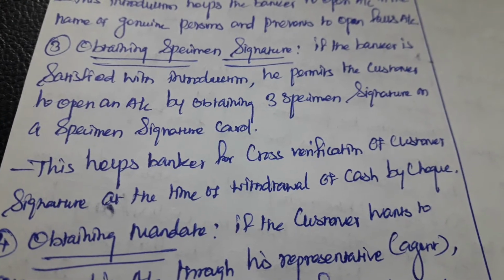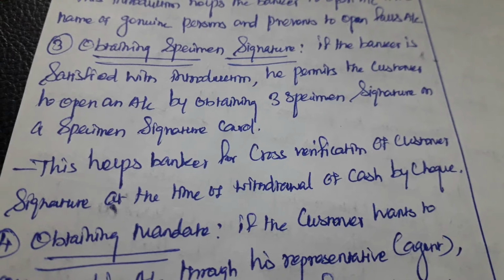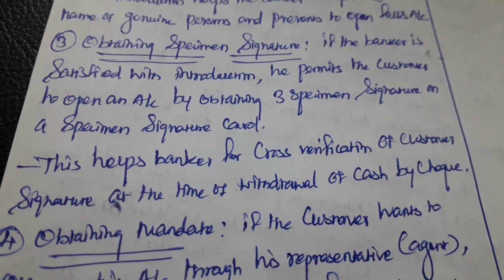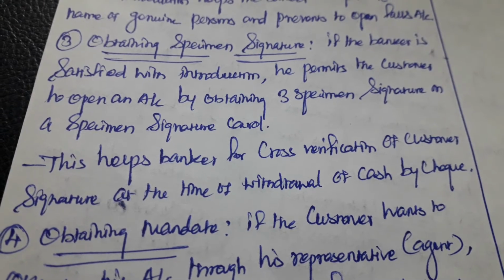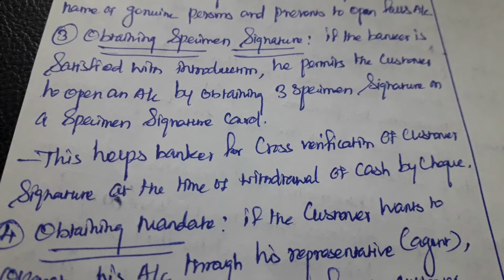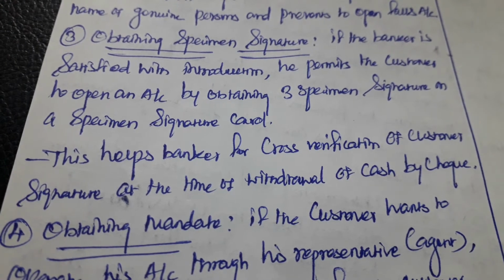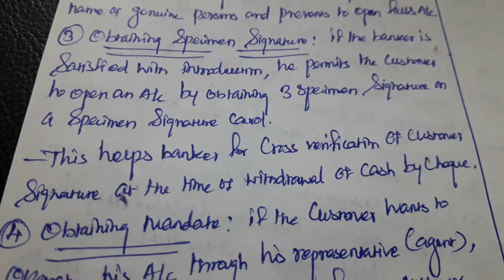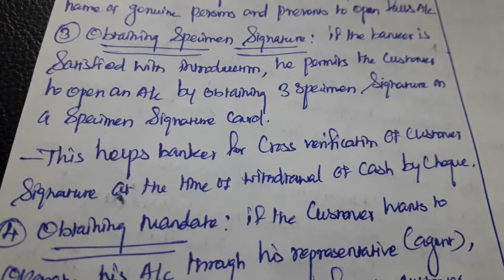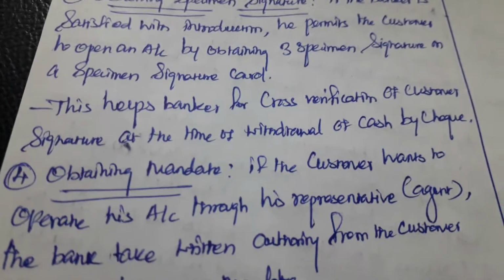Whenever we issue a check to the bank, the bank will honor the check. At that time the bank will do the cross verification, as the specimen signature and the signature on the check should match. Then only the banker will honor the check.